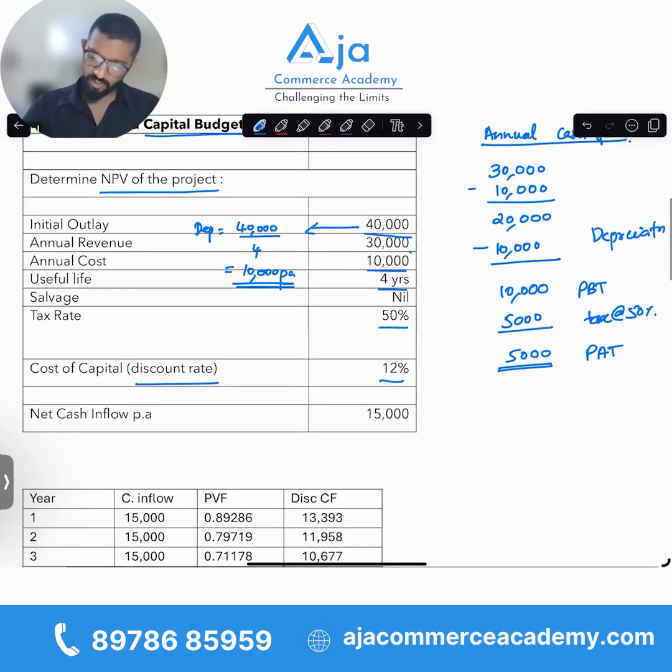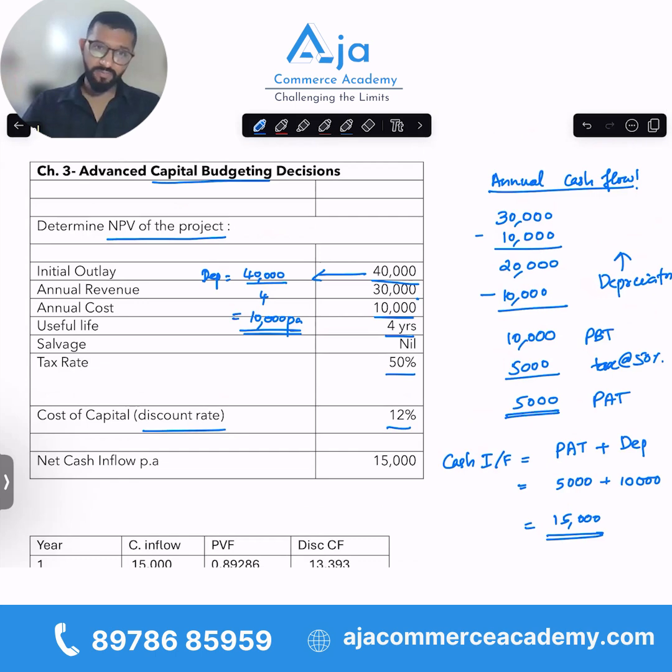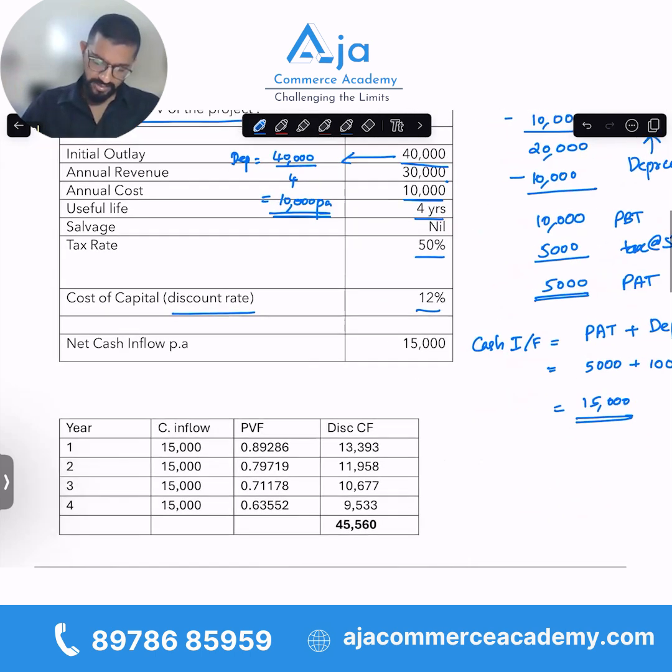But this depreciation is a non-cash expense, and hence to find the cash inflow, to the profit after tax you have to add back the depreciation, which will be 5,000 plus 10,000. Hence, every year I'll have 15,000 as the net cash inflow from this project. If I purchase this machinery, every year I'll be getting 15,000. Now we have already studied the discounted cash inflow at the intermediate level, right?